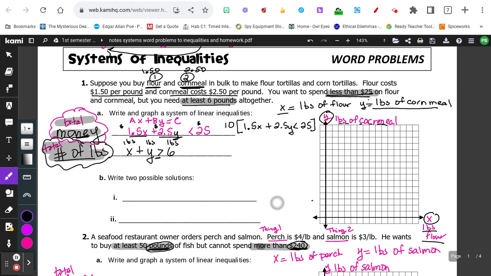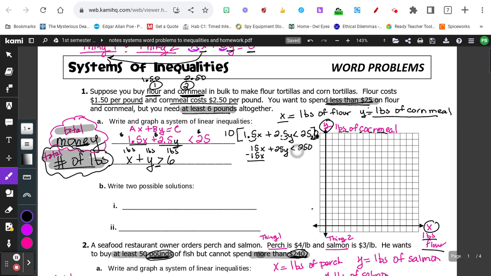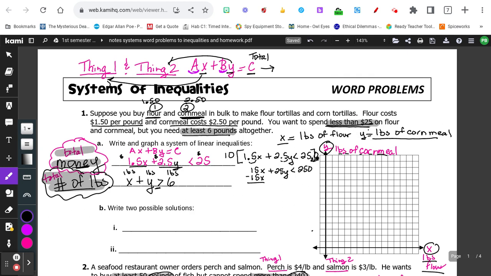Now, I don't want the decimals. So if I multiply by 10, it's going to push the decimal one place to the right. That's going to be 15x. This will go one place to the right, becoming 25y. And this will go one place to the right, becoming 250, because you have to add a 0 in that space, okay? So now what I'm going to do is subtract 15x from both sides because I want to write it in slope-intercept form. So I want to move it from standard form to slope-intercept form when I get ready to graph.